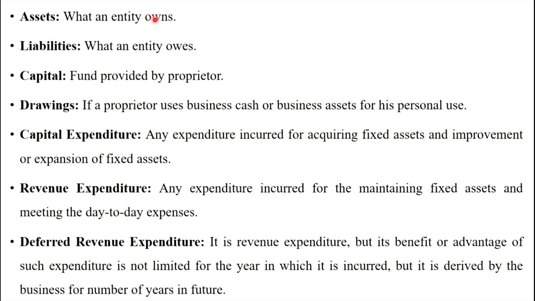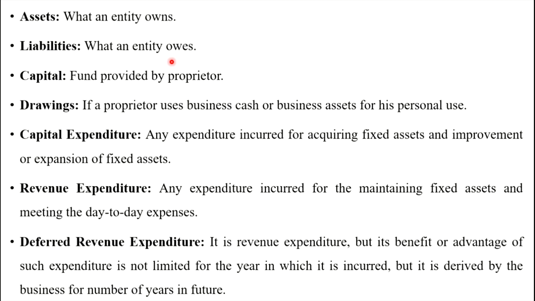Then asset. What is meant by asset? Assets are nothing but what an entity owns. Here entity refers to a firm engaged in producing goods or services. Assets are of various types: fixed assets, current assets, contingent assets. Fixed assets means land, building, machinery, equipment. Current assets are cash in hand, cash at bank, debtors, bills receivable, short-term investment, prepaid expenses, and inventory. Then liability. When an entity owes, it is called a liability.